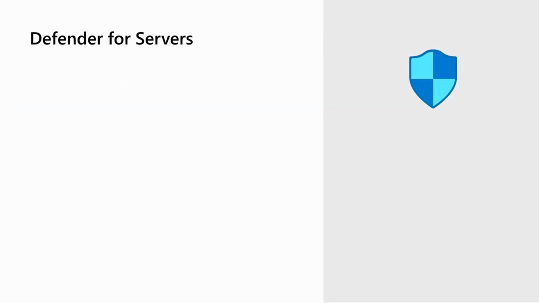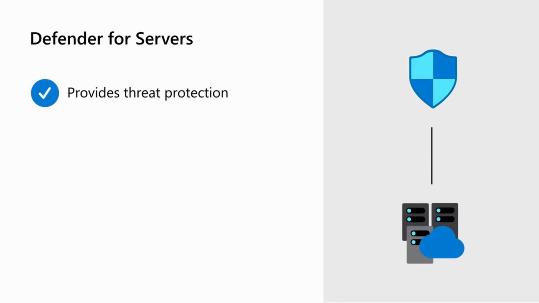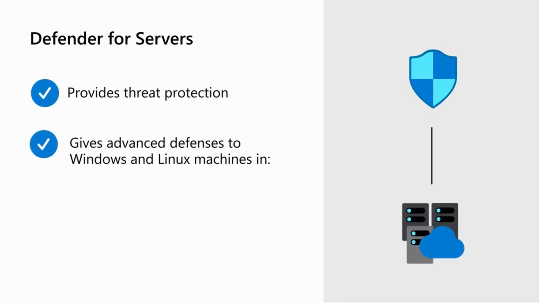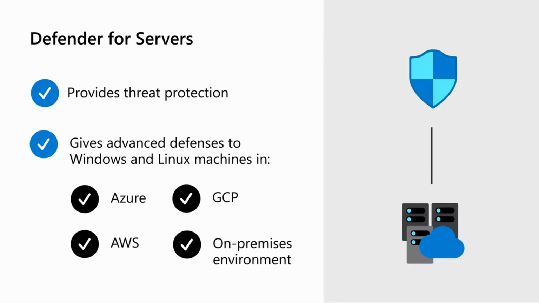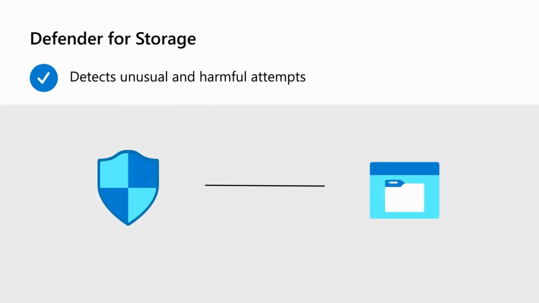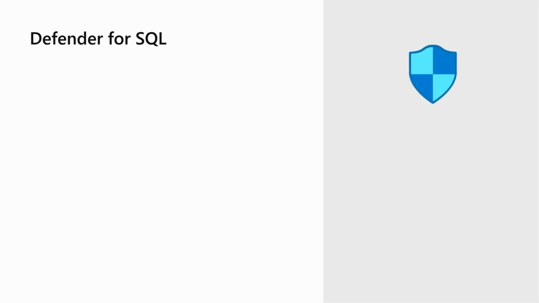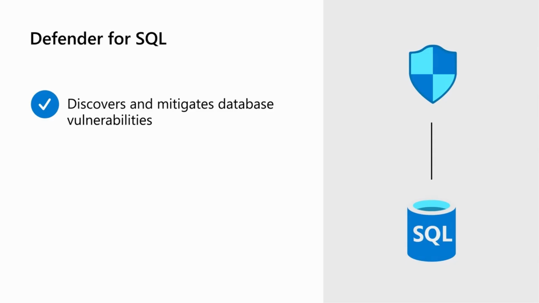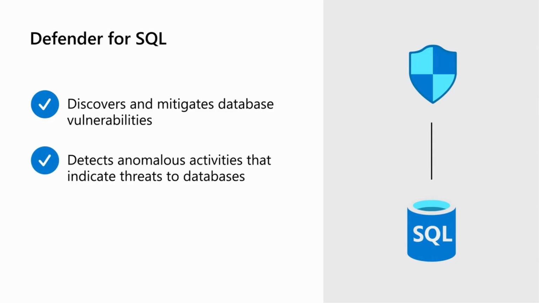The first is Defender for Servers. The plan provides threat protection and advanced defenses to your Windows and Linux machines running in Azure, AWS, GCP, or on-premises environments. The second plan is Defender for Storage. It detects unusual and potentially harmful attempts that access or exploit your storage accounts. The third plan is Defender for SQL. The plan discovers and mitigates potential database vulnerabilities. It also detects anomalous activities that may indicate a threat to your database.